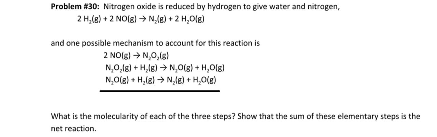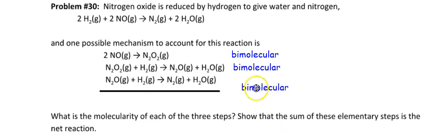So how many things must collide to get the first product? Well, it looks like I need 2 NO, so 2 means bimolecular. Well, how many things have to collide in the second step? Well, 1 and 2, so that's also bimolecular. And what about number 3? Well, I have one of these and one of these, so it is also bimolecular. Okay, so they're all bimolecular.